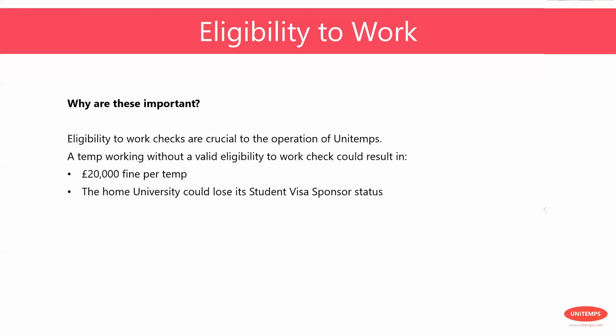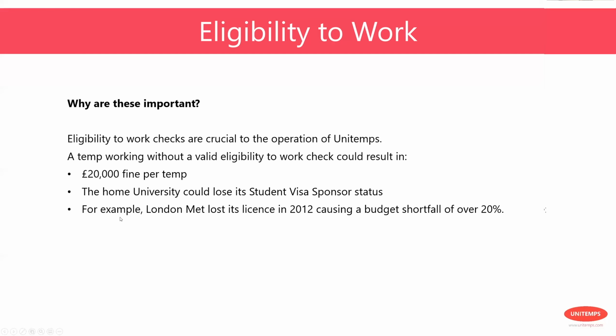The home university could lose its student visa sponsor status. So the university's ability to sponsor students from outside of the UK is not an automatic right. It's something that the university has to have a license for with the government. And if we were found not to be following these checks properly, then we would be found to be in breach of that responsibility, and we can have that license taken away. So that sounds quite extreme, but that has actually happened to some universities.